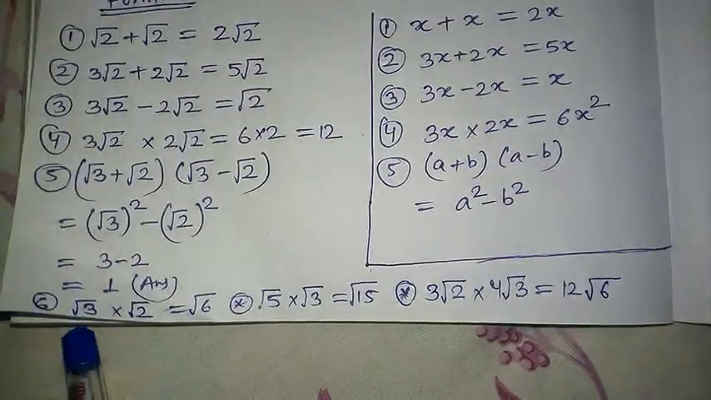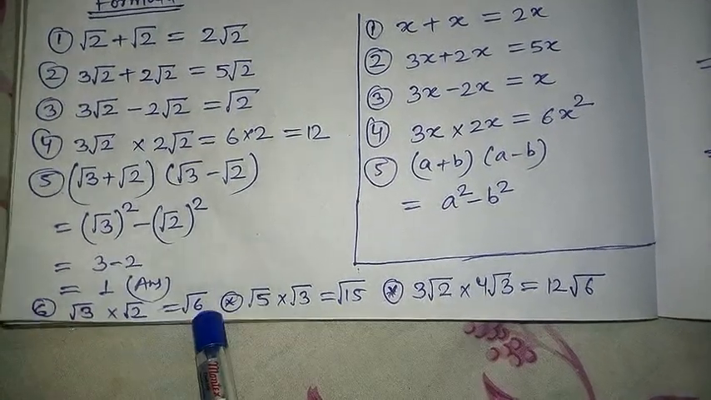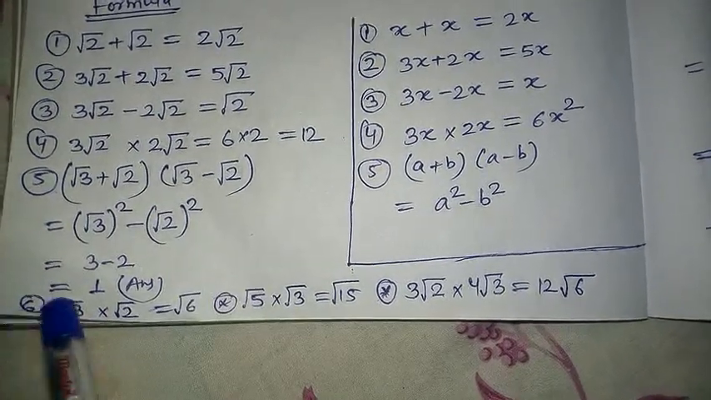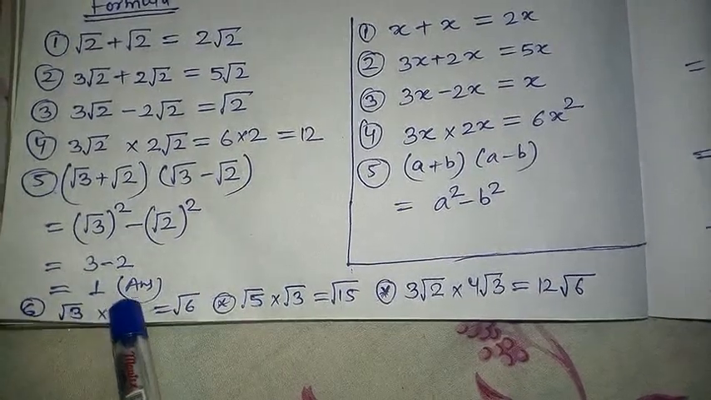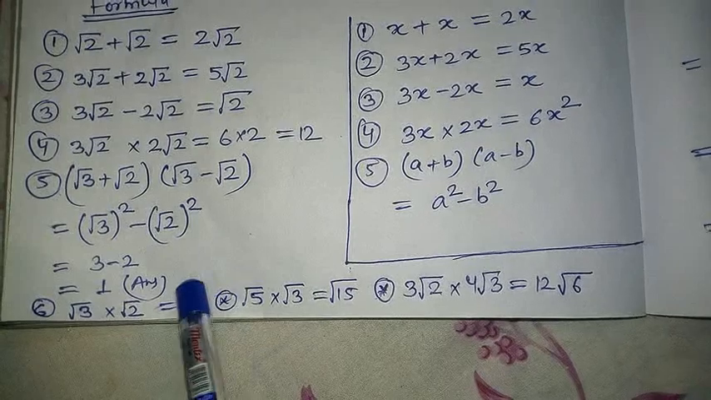Same way, some more formulas I have written here. Root 3 into root 2 is root 6. How? This time both are in root. So root 3 into root 2, 3 times 2 is 6, and both are in root, so the answer also is in root.